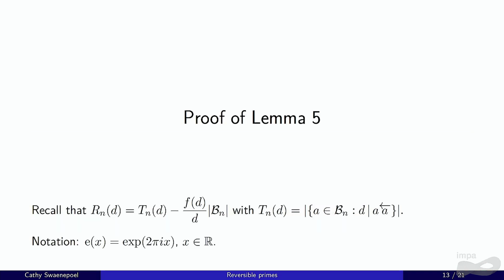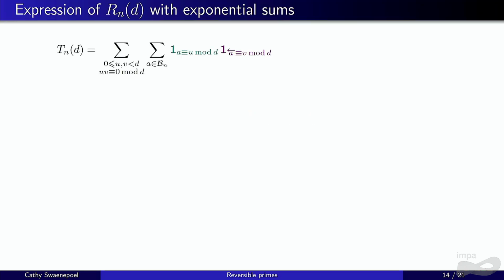Okay, so I'm going to give you some details about the proof of this main technical result. We want to show that this quantity, the difference between Tn of d and its expected value, is small on average over d. So we need an expression of Rn of d we can work with. So we use exponential sums.